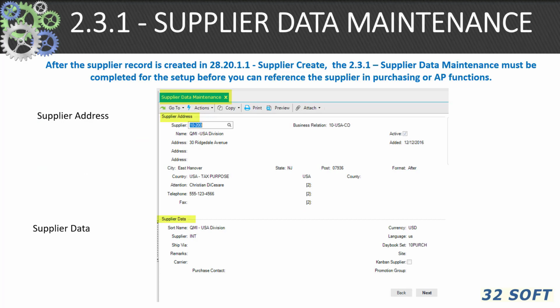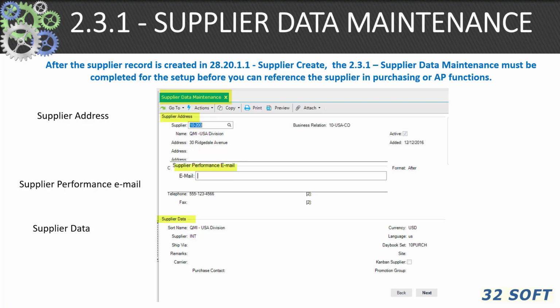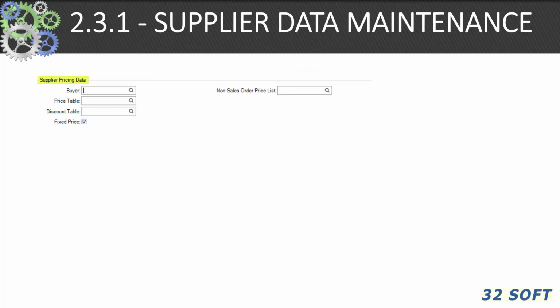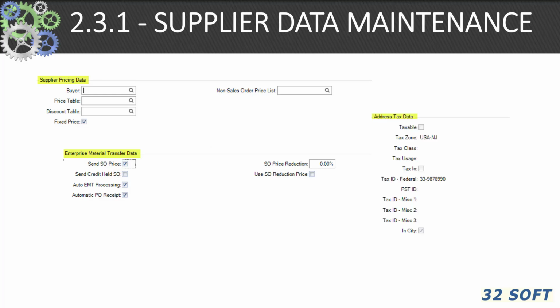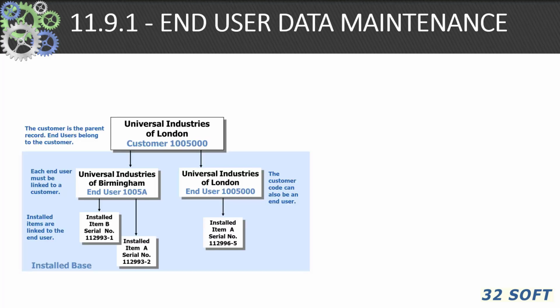The 2.3.1, supplier data maintenance. Again, like 2.1.1, we have our supplier address from the business relationship, supplier data, performance email record. You can set supplier pricing data. There's the EMT side for suppliers, address information, and supplier terms have to be put in for the 2.3.1 supplier data maintenance.